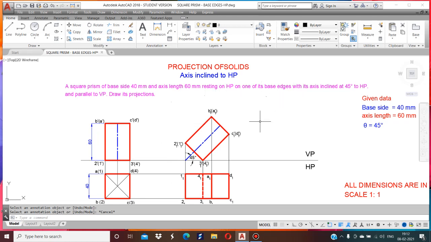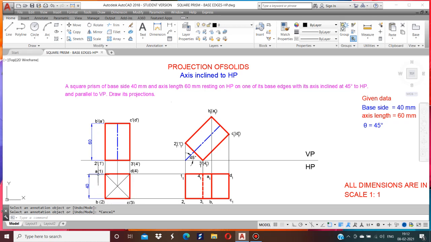Here the base edges are 3, 4. The axis angle theta is 45 degrees. It has given us 45 degrees to HP and parallel to VP. Here the axis is parallel. When we look from the top, you can see the square of 40 by 40, the true shape. That is the meaning of the axis being parallel to VP. Axis is parallel. When we look from the top, the square will be seen. First draw the 40 by 40 square.